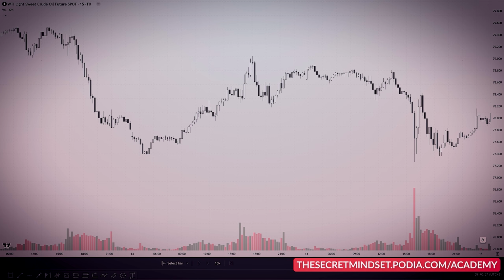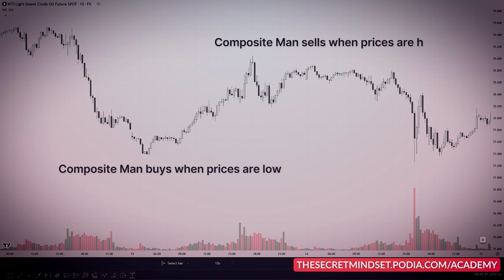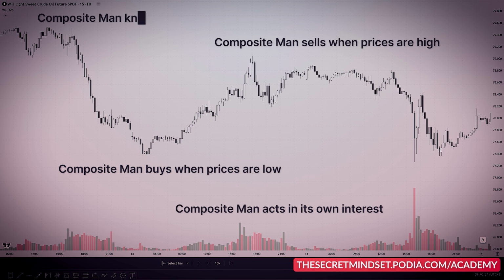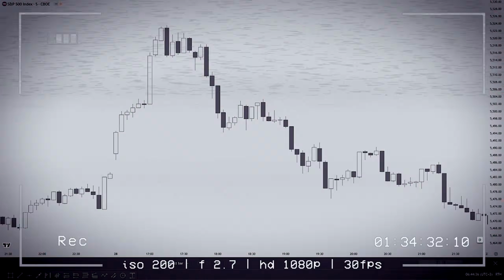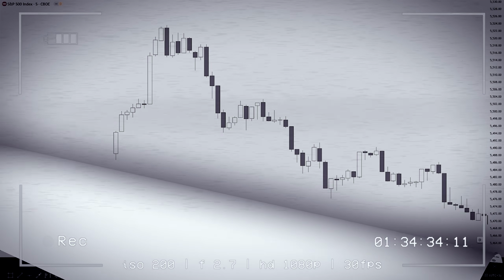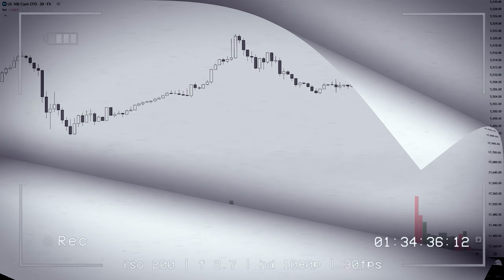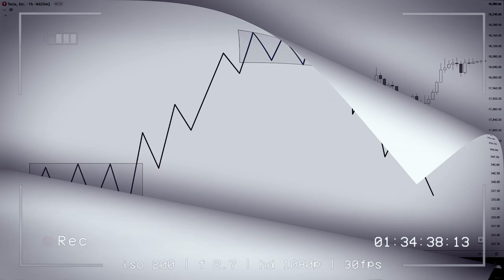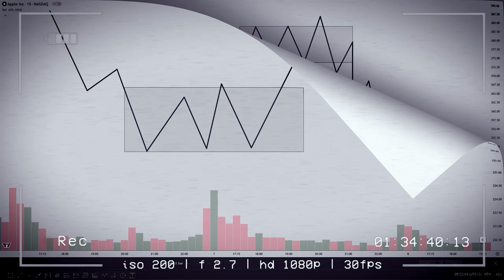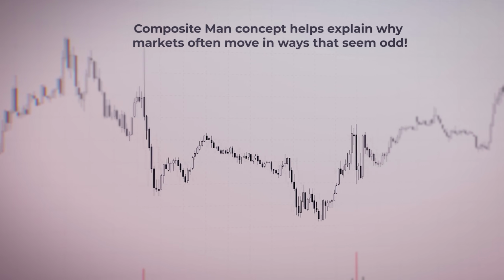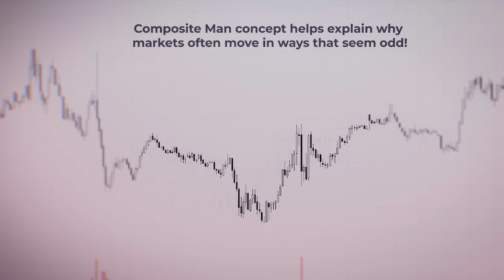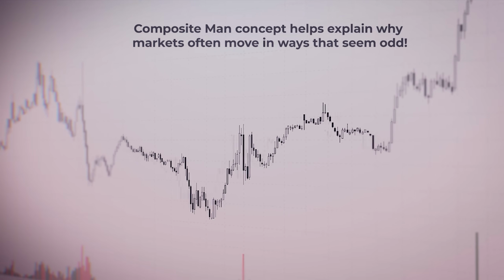Here's what the composite man does. He buys when prices are low. He sells when prices are high. He acts in his own interest, and he knows how to move prices. The composite man doesn't control the whole market, but he has a big impact. He can push prices up or down for a while. The composite man concept helps explain why markets often move in ways that seem odd.